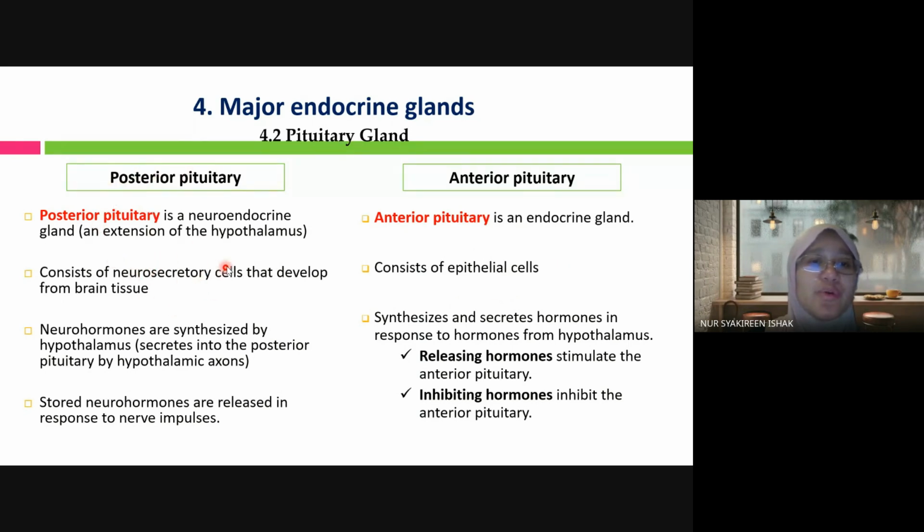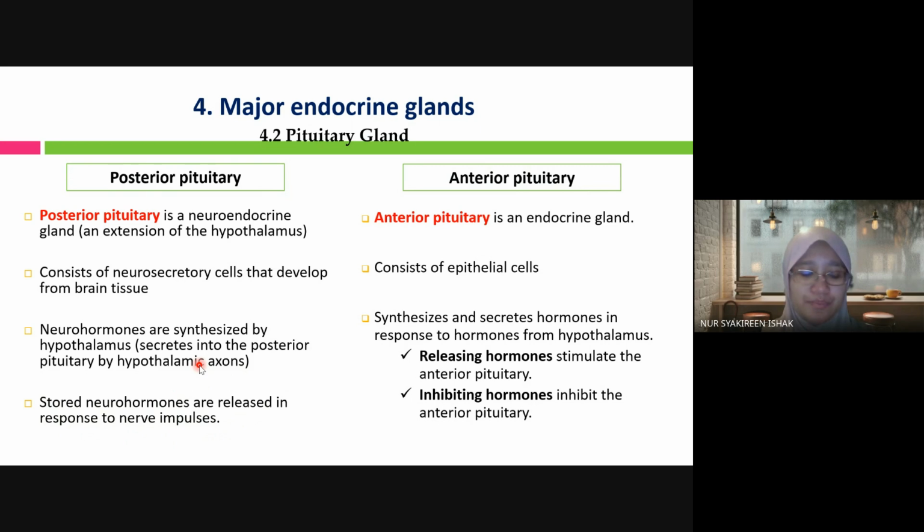For the posterior kan, so kita tahu kalau anterior it is made up of epithelial, kalau posterior it is made up of neurosecretory cells. It is to secrete hormone, okay, secretes hormone synthesized by the hypothalamus. Okay, we call these neurohormones. Neurohormones are synthesized by the hypothalamus, secreted into the posterior by the hypothalamic axon. Okay, so neurohormones are released in response to nerve impulse. Okay, nerve impulse. Oxytocin lah.